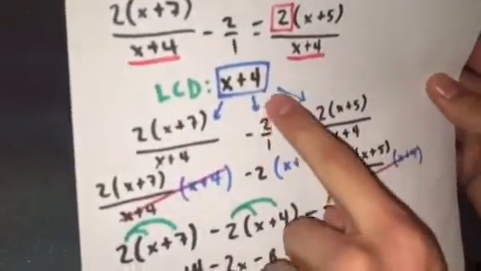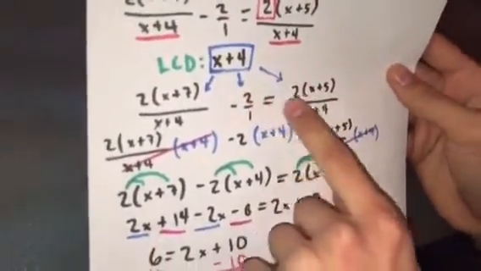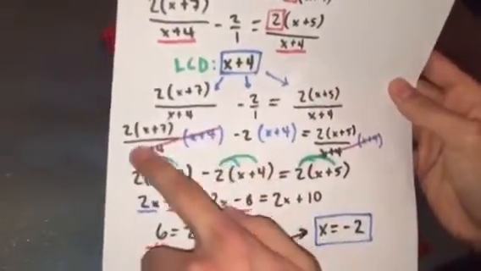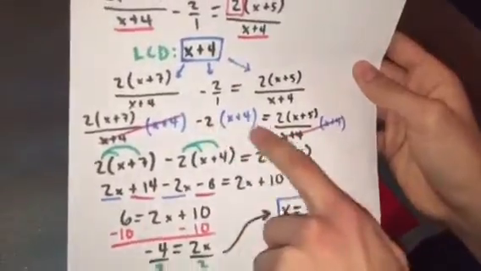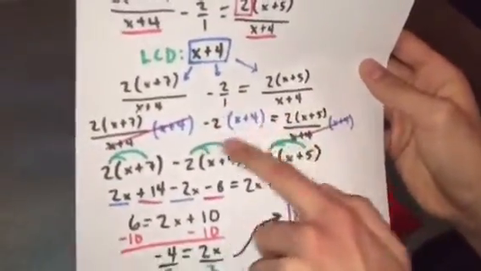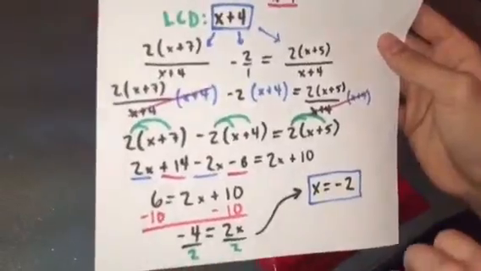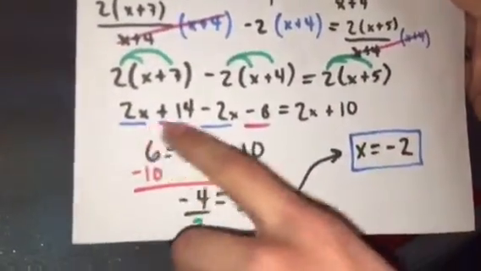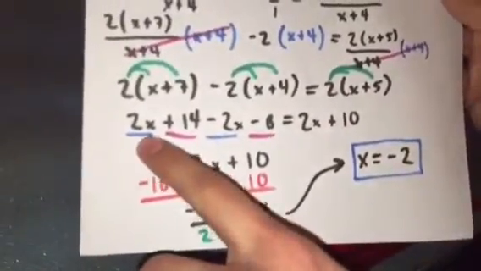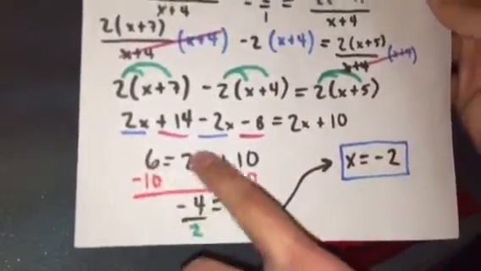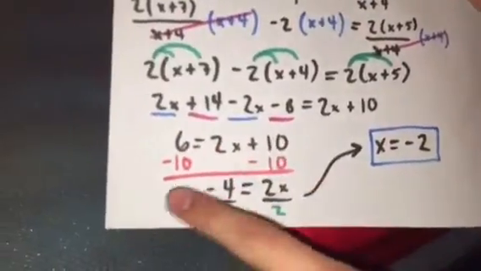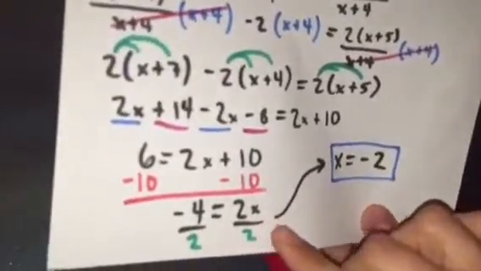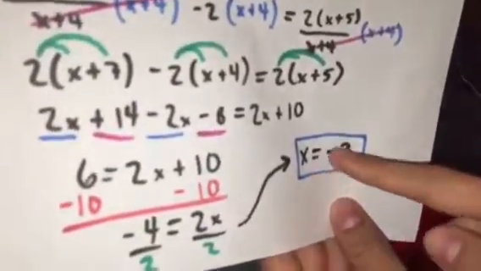Once you've got the LCD, you multiply it to each of the fractions. And as you can see, this cancels out, and then this just becomes an equation where you're going to distribute. So then once we line all of them up, we just distribute. And then you add the like terms. And it comes out as 6 equals 2x plus 10. Subtract 10 from both sides. And then, final step, once you divide by 2, you get x equals negative 2.